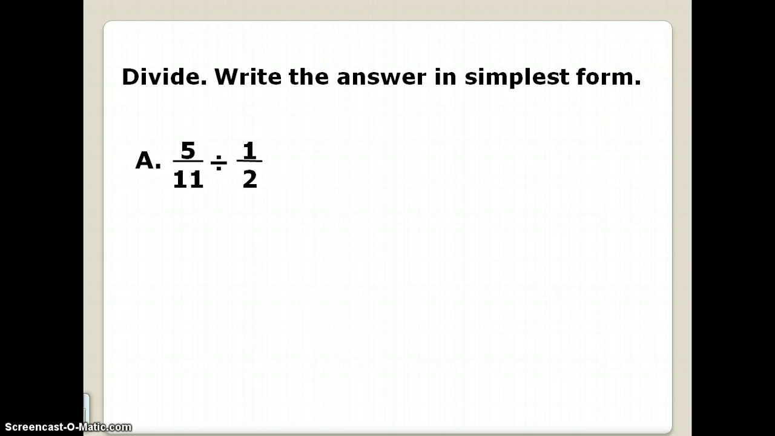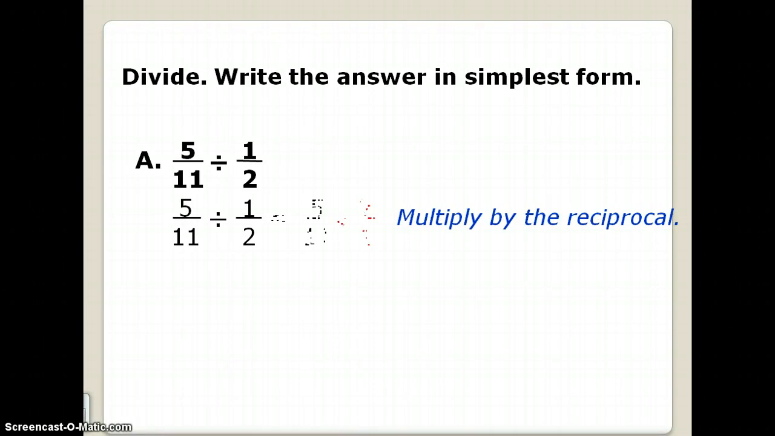Let's look at example 8. This is in your notes. 5/11 divided by 1/2. Following the procedure, we leave 5/11 alone and we multiply by the reciprocal of 1/2, which would be 2/1. So our new problem is 5/11 times 2/1. Knowing what we know from the last section, we multiply numerator times numerator, denominator times denominator. 5 times 2 is 10, 11 times 1 is 11, and we are in simplest form.